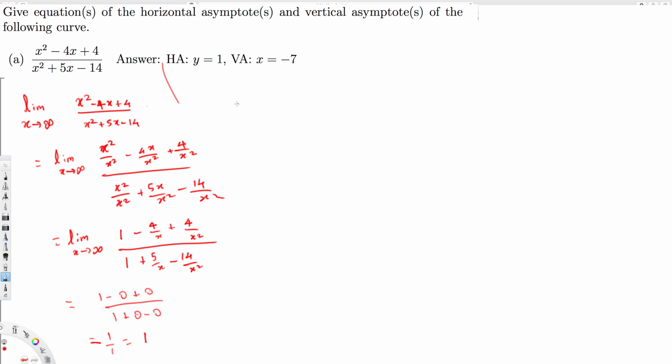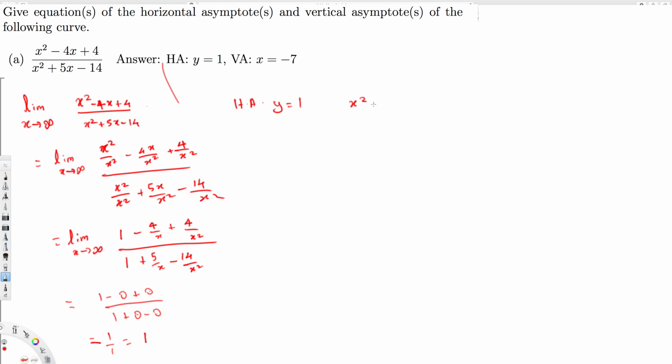Therefore we finally state the horizontal asymptote is y is equal to 1. So that's the horizontal asymptote for this question. And then we have to find the vertical asymptote. To find the vertical asymptote, the first thing we have to do is make the denominator equal to 0. And if I do that, let us see what happens.